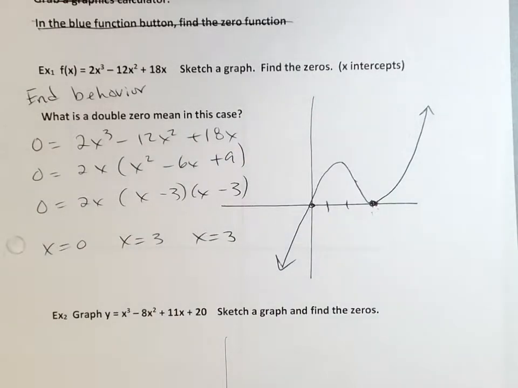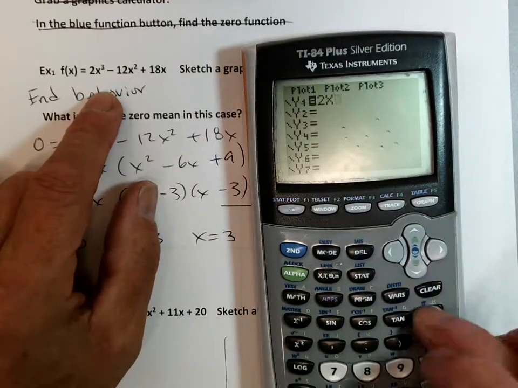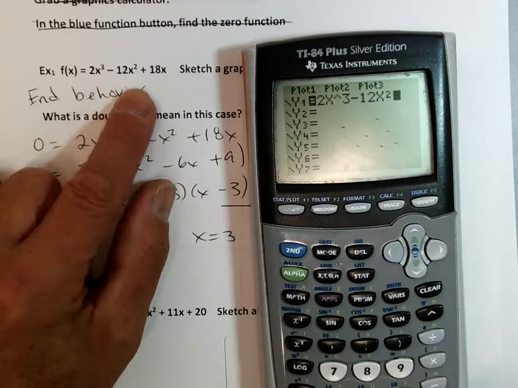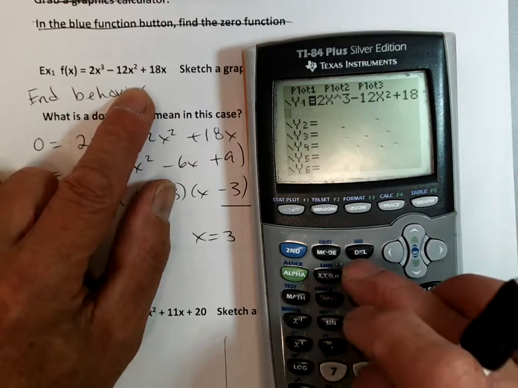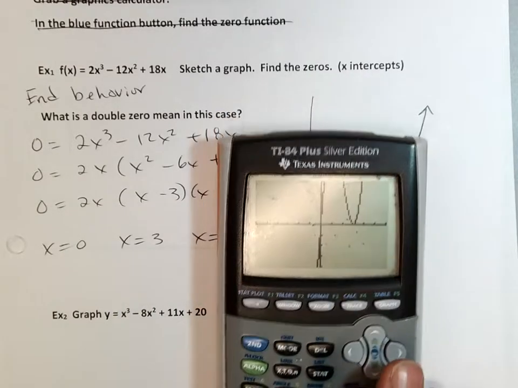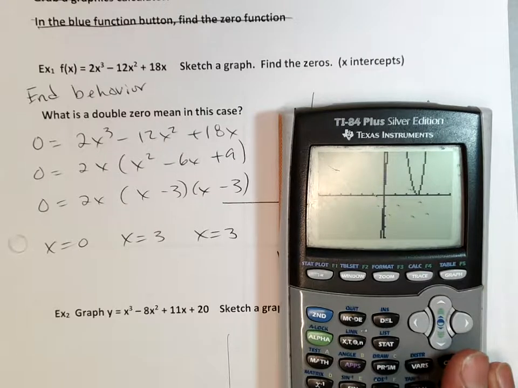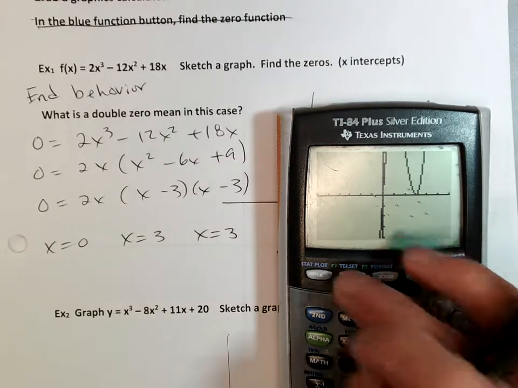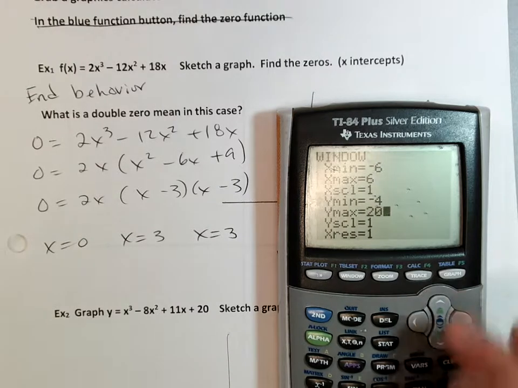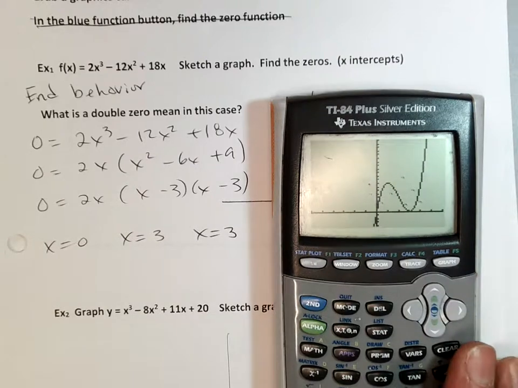We could graph it and get the height. If I graphed it, I'd enter 2x to the third power, subtract 12x squared, plus 18x. And if I graph it, okay, it's there. I'd have to change my window to see more of it. If I make it taller, maybe to 20, we can see a little bit more of it. There it is, just exactly what we sketched in, isn't it?